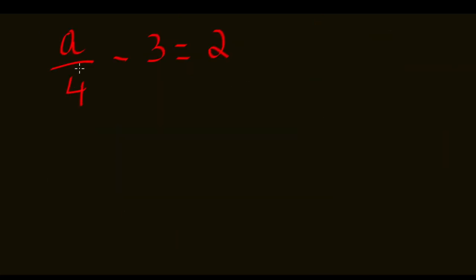Now let's look at another example. a divided by 4 minus 3 equals 2. So we need to get rid of this 3, and we need to get rid of this divided by 4. So the goal is to isolate the a, to solve for a. So let's go ahead and get rid of this negative 3. How do you cancel out the minus 3? You do the opposite. The opposite of minus 3 is positive 3.